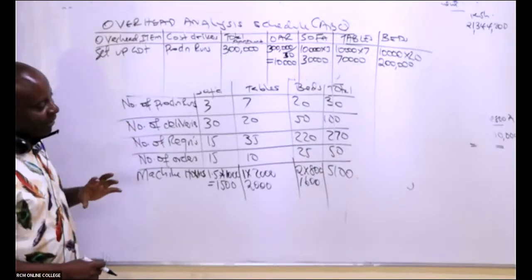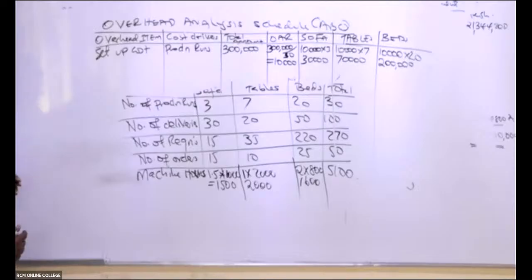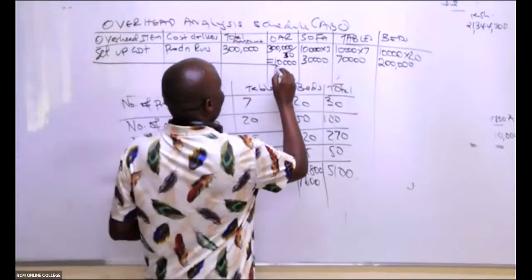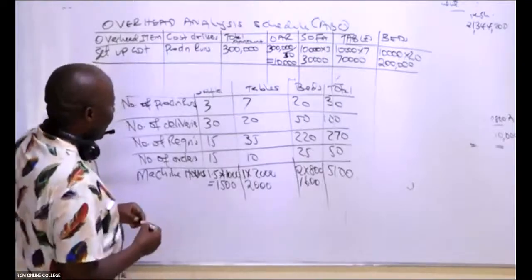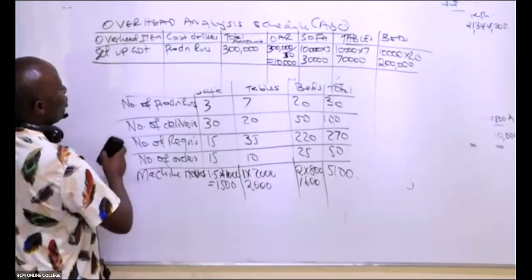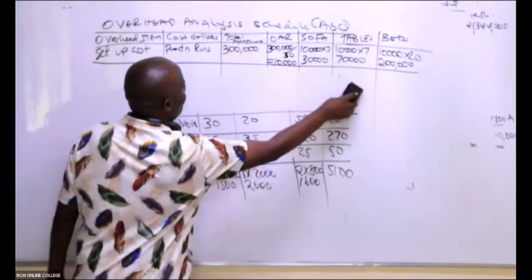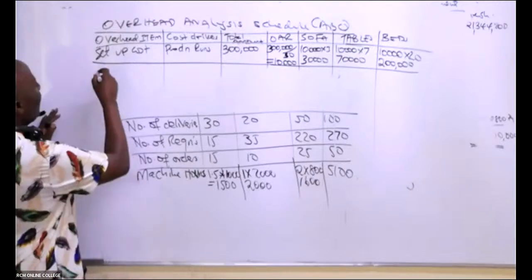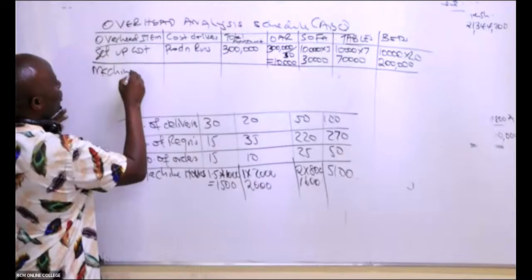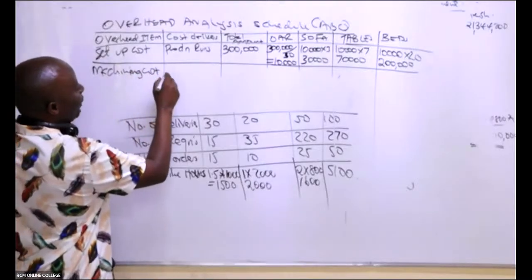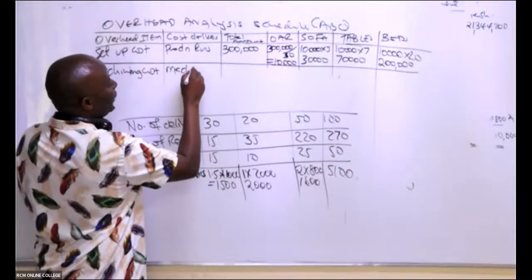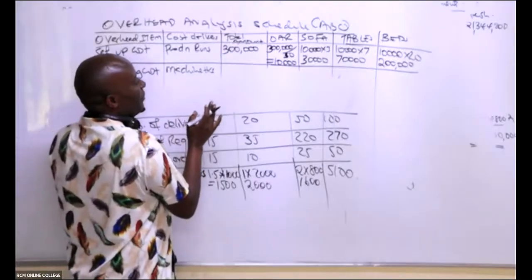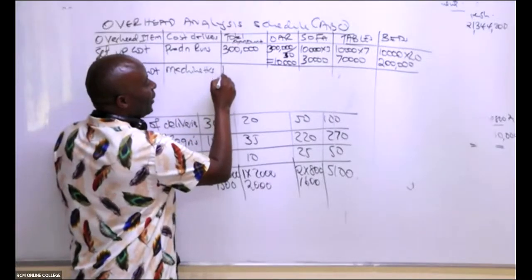So is that okay? Please, let's straight away go to the second overhead item. The second overhead item that we have there is machining. They want us to absorb machining costs. What is the cost driver? Machine hours. How much is the total amount for machining cost? 1.2?